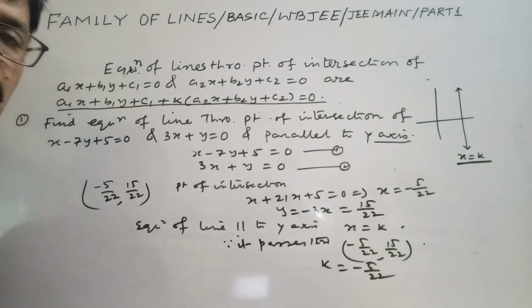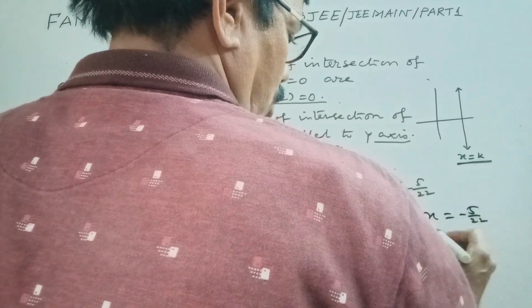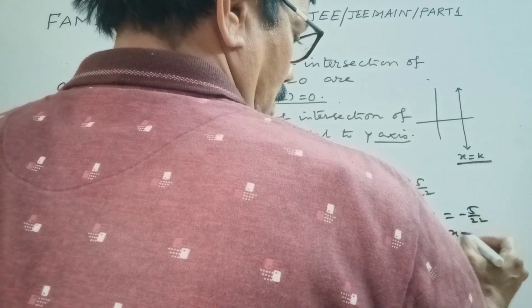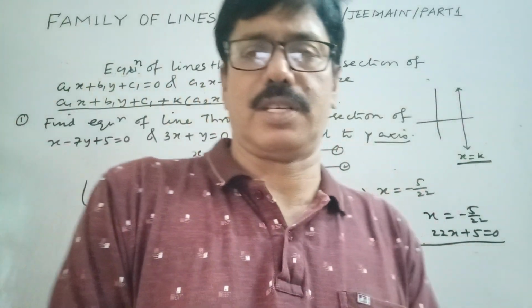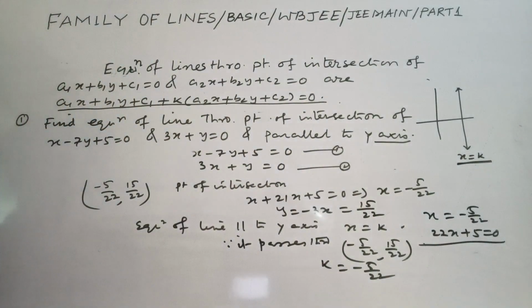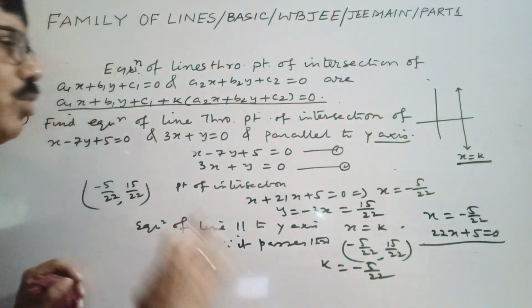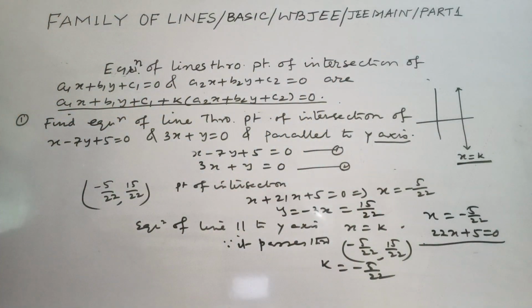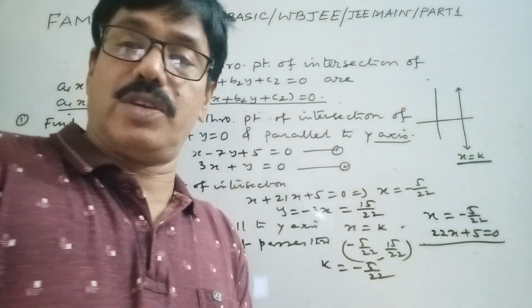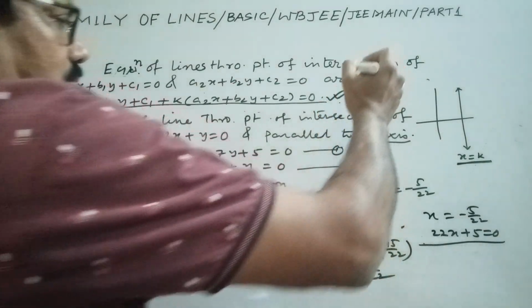So what is the equation of the required line? x equals -5/22, or 22x plus 5 equals 0. We are getting the same equation. You can also find the point of intersection and solve it without using the formula. But if it is difficult to find the point of intersection, it will be simple if you use this equation.